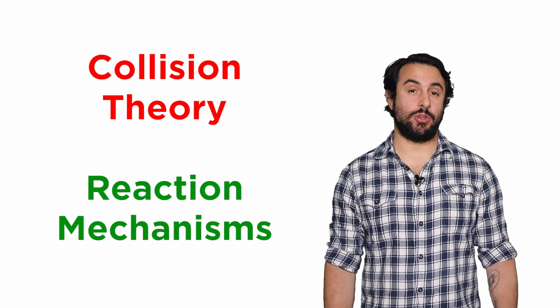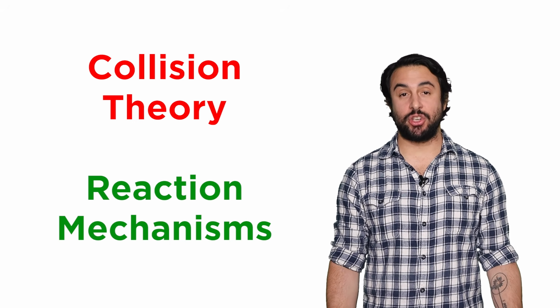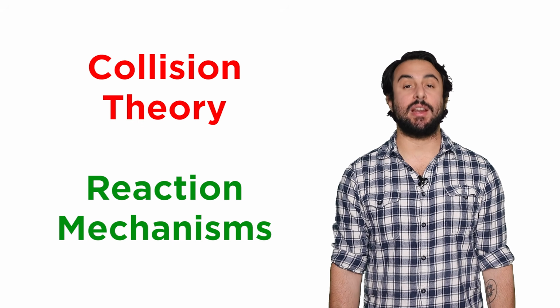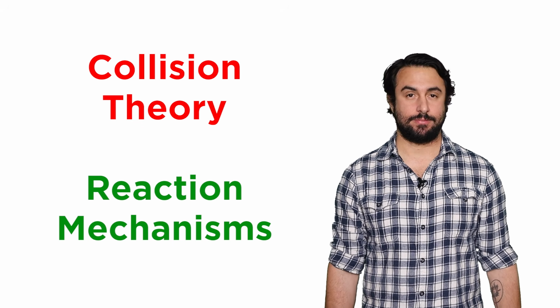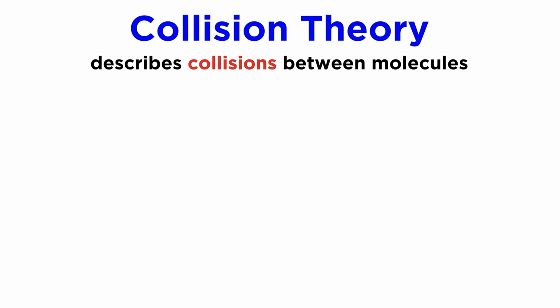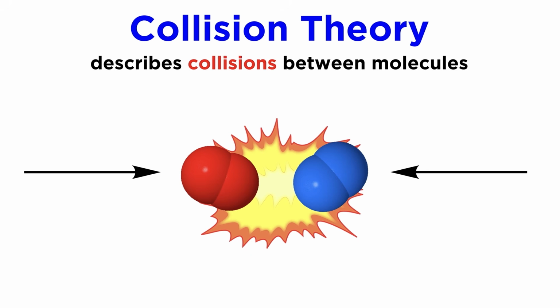With rate laws understood, let's now take a look at collision theory and reaction mechanisms, which describe chemical reactions on the molecular level. If we want to understand a chemical reaction on the most fundamental level, we will have to learn about collision theory. This is a theory that describes collisions between molecules, which is what has to happen in order for a reaction to occur. The postulates of collision theory are as follows.